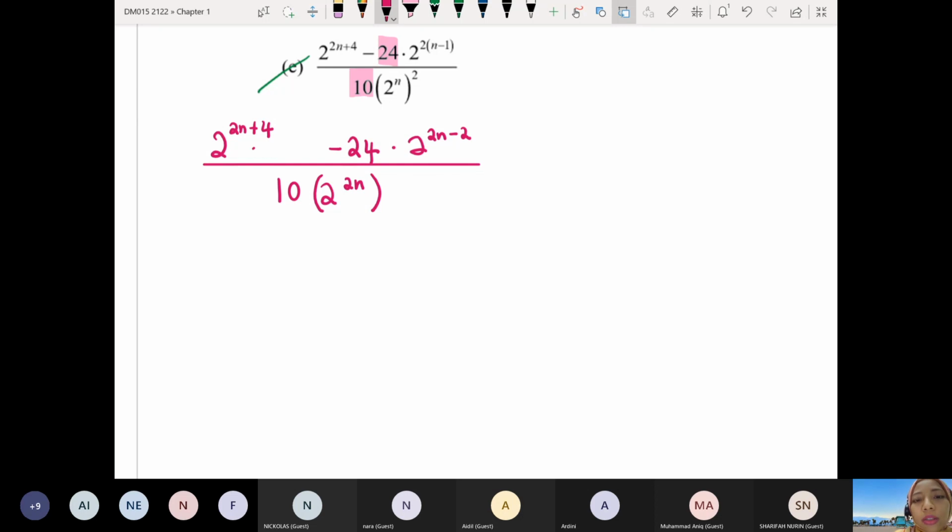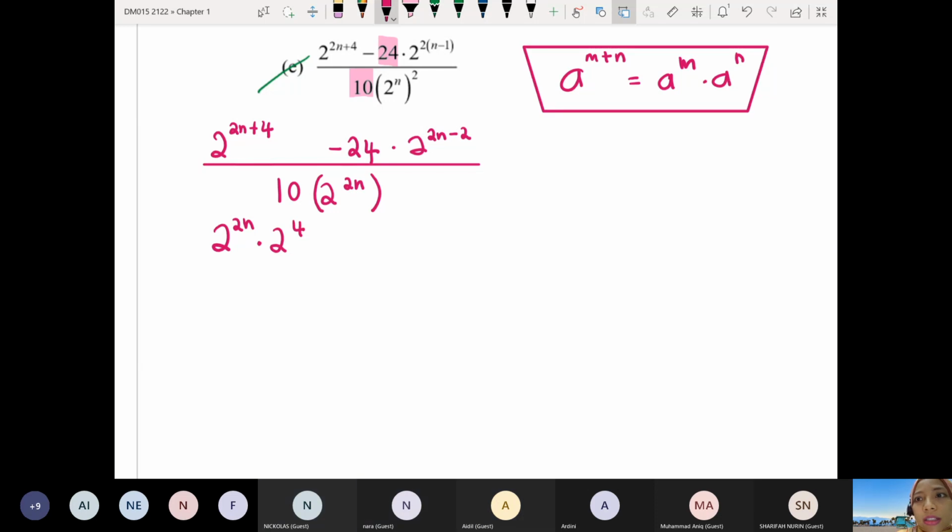So 2n. Why not we let our terms be 2 to n times 2 power of 4. Ini boleh tak kita kembangkan macam ni? Boleh? Because you know that a to the m plus n is also equivalent to a to the m times a to the n. Agree? Yes. So that's what I did.